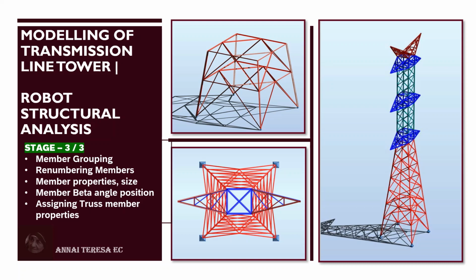Now let's look into the Robot structural model of the transmission line tower which we prepared in stages 1 and 2. Followed by that, we will do these 5 steps: member grouping, renumbering members, member properties, member beta angle, and assigning truss member properties. With that, the entire transmission line tower model is completed. Then the model is ready for applying the load and load combinations, analysis and design.